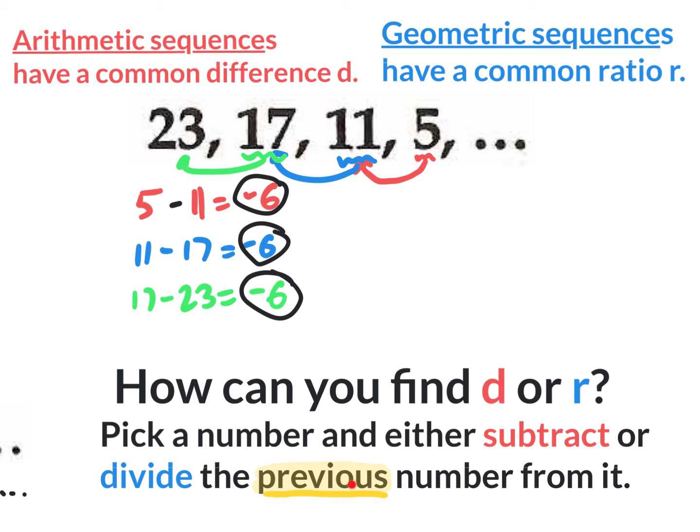And this is why it's important that we highlight previous, because you want to take a number and subtract the previous one from it. Do not go 23 take away 17, that's going to be wrong. Because you see, when you look at these numbers, if I asked you, what's the difference between 11 and 5? 6, right? The difference is 6. But the way to figure out what the common difference is, see, 6 is not the common difference. The common difference is 5 take away 11, which will make it a negative 6.